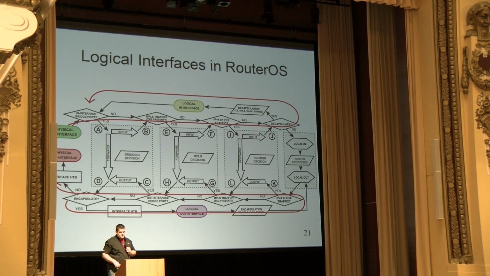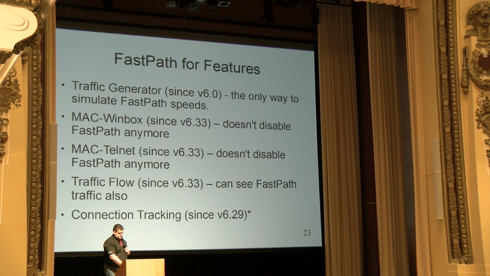So basically, right now we can say that these two red lines that are indicated in this diagram also have FastPath support. So basically, this makes more or less the whole diagram covered with FastPath support. So let's go a little bit deeper into it.